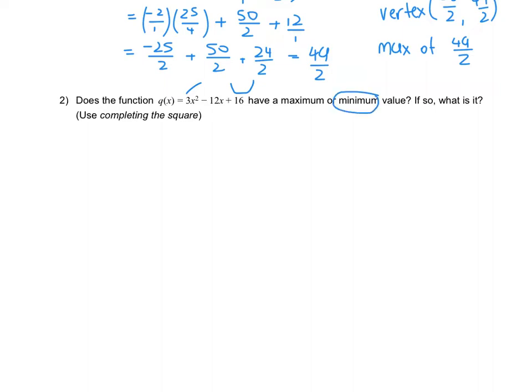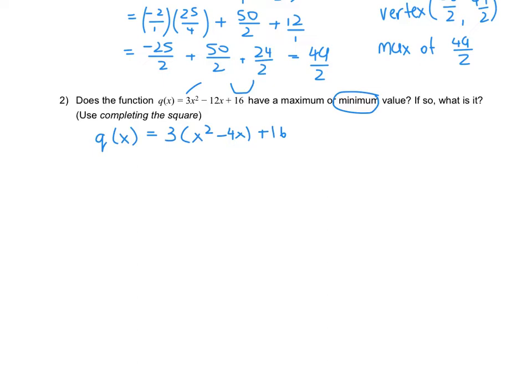So to complete the square, we're not going to set our equation equal to 0. So I'm just going to keep my q of x. But our first step is to factor out the 3. And only from the first two terms, which means that positive 16 is going to stay outside just because we are going to need a constant outside of our brackets to give us the optimal value.